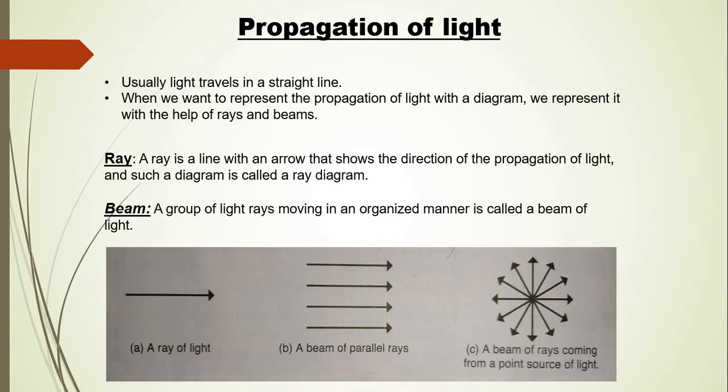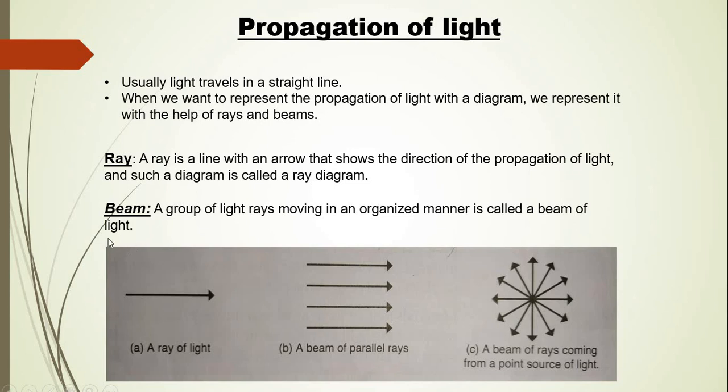Now coming to the ray and beam. What is this ray and beam? A ray is a line with an arrow that shows the direction of the propagation of light, and such a diagram is called a ray diagram. As you can see, it is a line with an arrow, and this arrow shows the direction of the propagation of light. Means light is traveling in this direction. Where this arrow points, in that particular direction, light is propagating, and such a diagram is called a ray diagram.